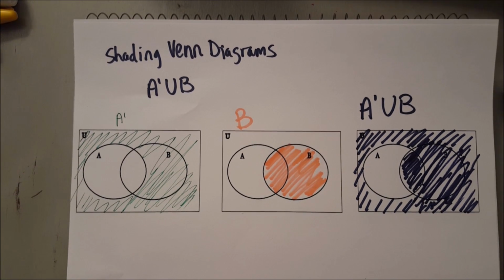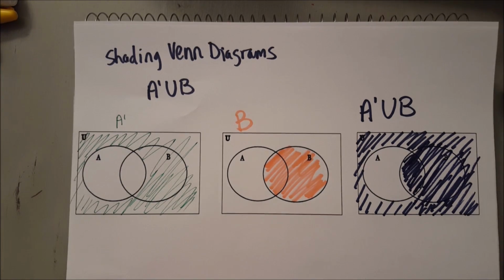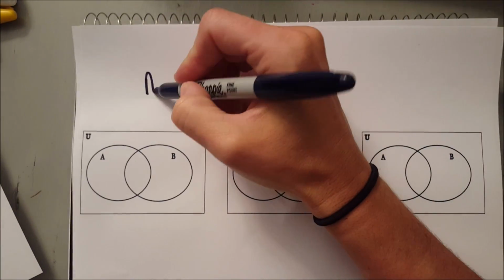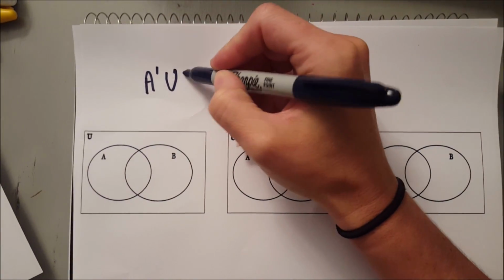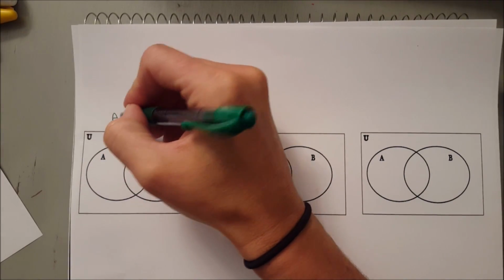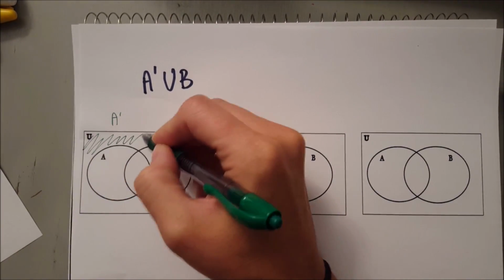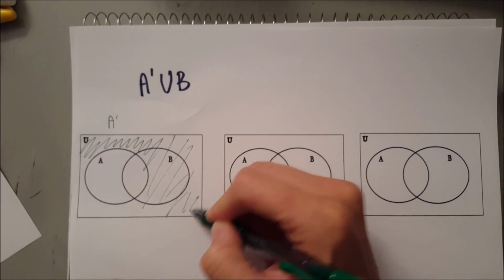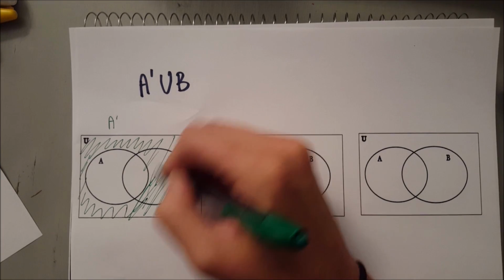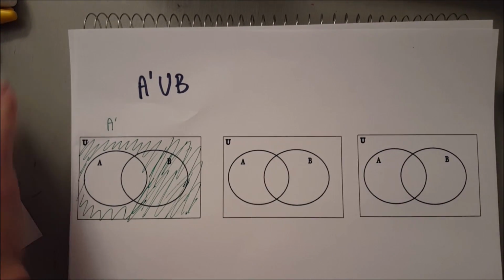But I want you to think about that same problem in a different way that might even be easier. I'm going to think of the same problem, A complement union B, and I'm going to try to do it using less space. So this time I'm going to start again with A complement. Everything not A will be shaded. I know you've seen that a number of times.